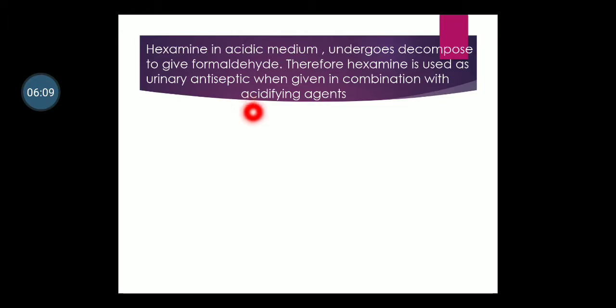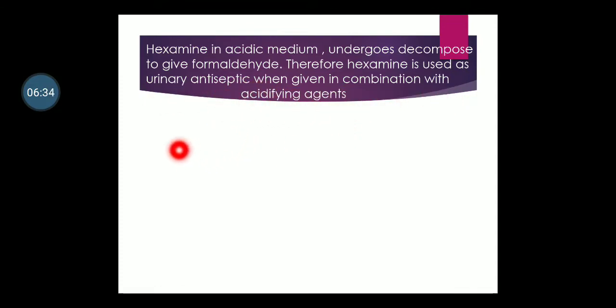When the urine becomes acidic, it undergoes decomposition and gives formaldehyde. Hexamine, or urotropin, is made up of 6 molecules of formaldehyde, so it releases 6 molecules of formaldehyde wherever there is an acidic medium in the urinary tract. Therefore hexamine is used as a urinary antiseptic when given in combination with an acidifying agent.